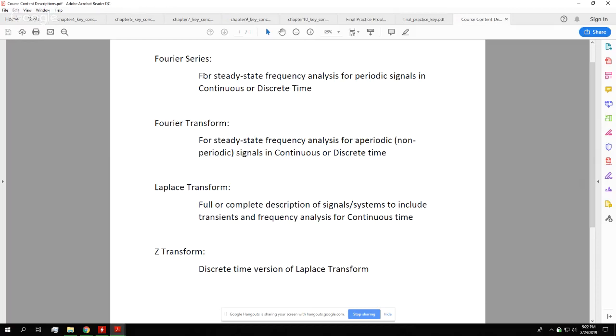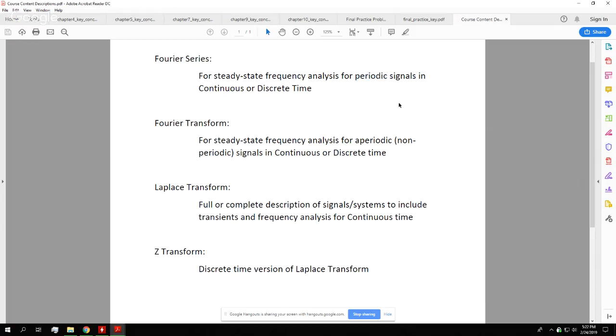For the Fourier series, the first thing we learned in this course was how to write notation for signals and systems, and then we learned convolution. But after that, the real course started, and we learned Fourier series. Fourier series was for steady state frequency analysis of specifically periodic signals, both in CT and DT, continuous and discrete time.